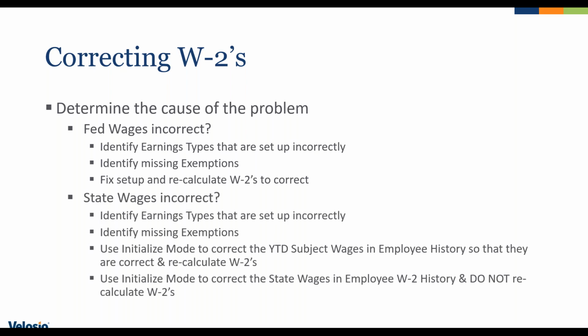Now, if it's the state wages that appear to be incorrect, again, we also want to identify earnings types that may be set up incorrectly. Also identify any missing exemptions that maybe should exist. Now with this, though, if any items are found, the options for resolving it include using initialize mode to correct the year-to-date subject wages in employee history. So you would correct that there and then rerun the W-2 calculation process. Or use initialize mode to correct the state wages in employee W-2 history, but do not recalculate the W-2s. So it kind of depends on what scenario we're following here.